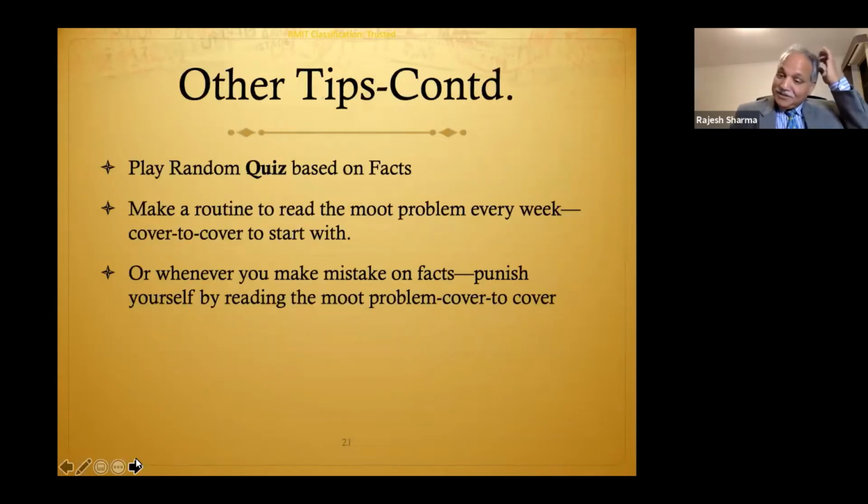The third thing which I like is we play a random quiz among the teams. So say for example, we ask when the contract was made, when this email was sent, and from memory, the team tries to say, oh, on such and such date, on such and such date. We ask when the terms and conditions were changed, so they should remember it. This is what happens.